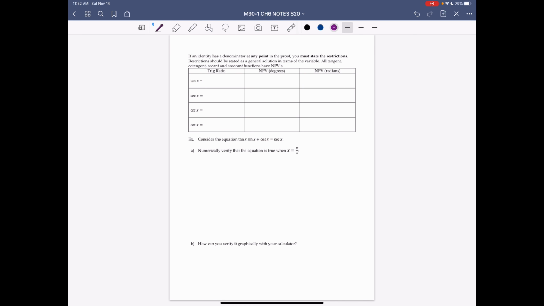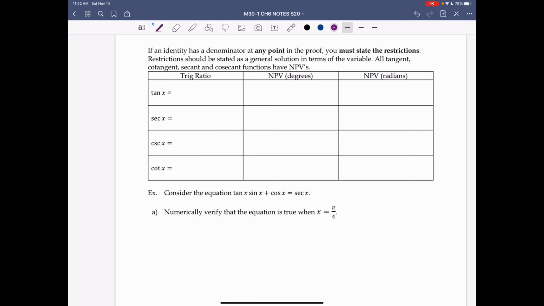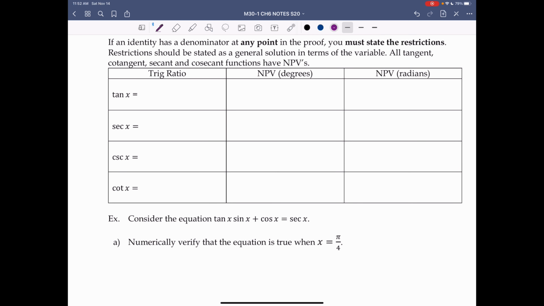If an identity has a denominator at any point in the proof, you must state the restrictions. Restrictions should be stated as a general solution in terms of the variable. All tangent, cotangent, secant, and cosecant functions have NPVs. The tangent ratio, tan x equals sine x over cos x. Then our NPV would be that cos x cannot equal 0.